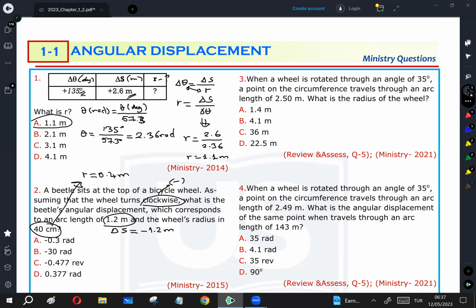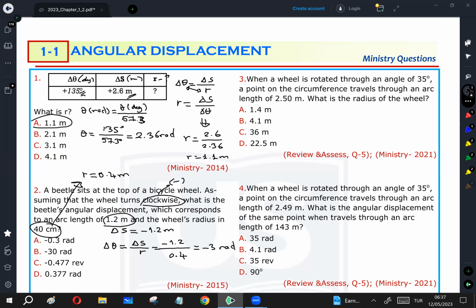Then we can calculate the corresponding angular displacement. Delta theta is going to be delta S over R. Delta S is negative 1.2, R is 0.4. Negative 1.2 divided by 0.4 is negative 3. This is negative 3 radian.